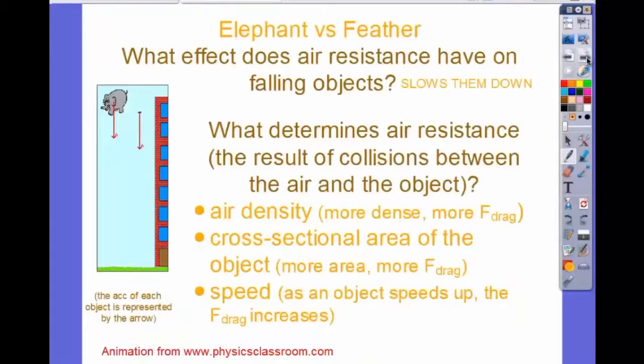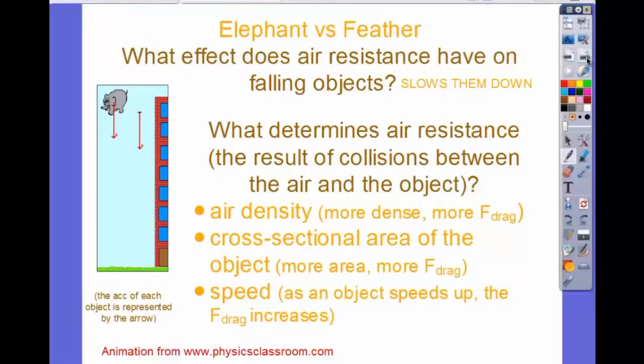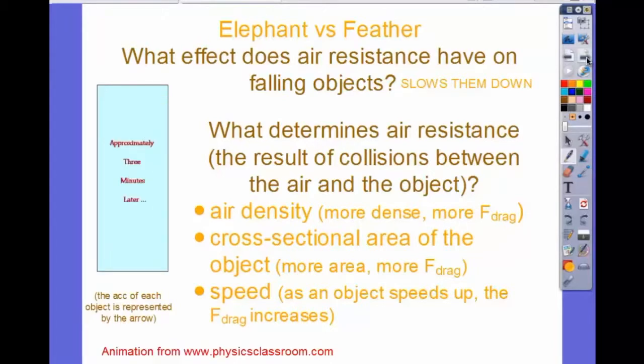So when I look at the difference between an elephant and a feather, and what effect air resistance will have on falling objects, there are three things that determine air resistance. And air resistance is just a contact force that results in the collision between the air and the object. The first one is air density.